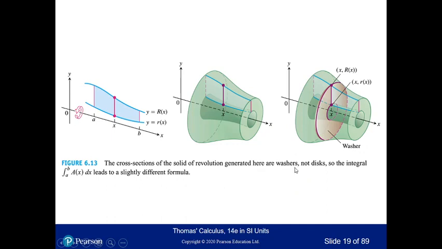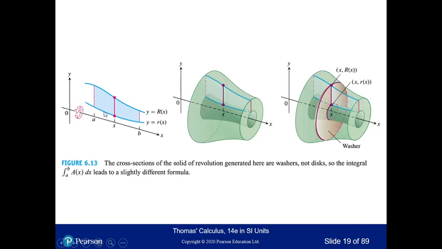Okay, see, washers are not discs. Discs are the regular disc. Washers are a disc inside another disc, but the inside disc is taken out. Okay, so the story is again similar, integral from a to b of A(x) dx, but what is A(x)? So we need to find the A(x), the area of this washer.